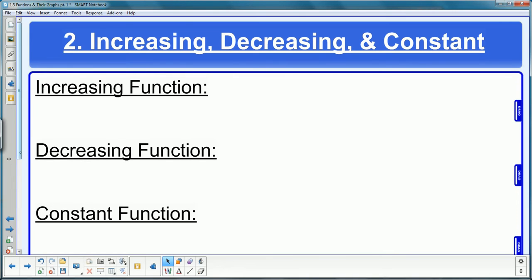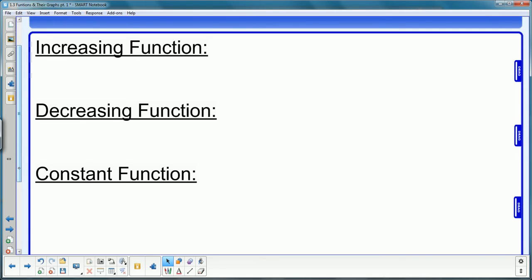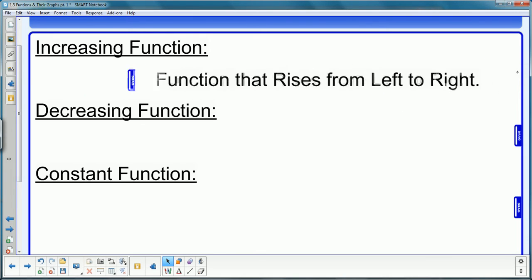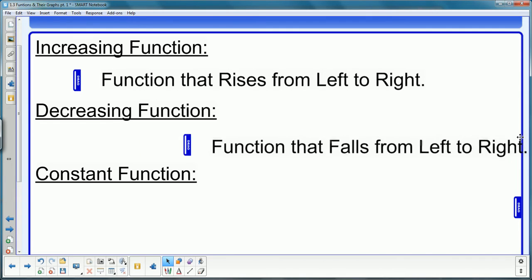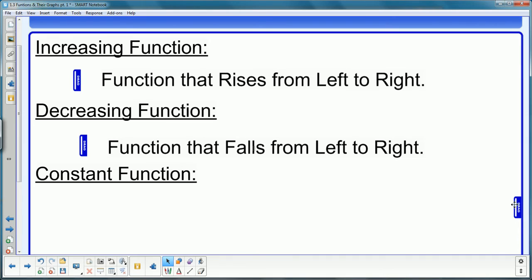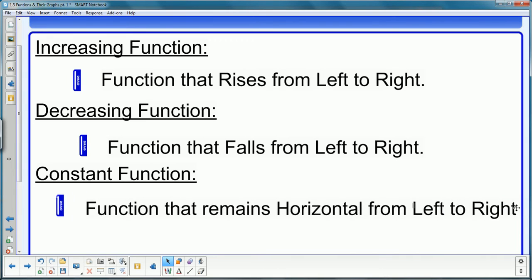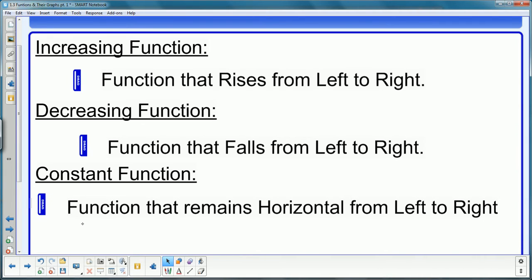And moving on from there, if we talk about increasing, decreasing, and constant functions, if you think about graphs of lines that you've done a lot in the past, it's the same idea as slope here. The slope is either increasing, meaning it's rising from left to right. The slope could be decreasing, meaning it's falling from left to right. Or finally the slope could be constant, meaning it's just maintaining a horizontal line from left to right.